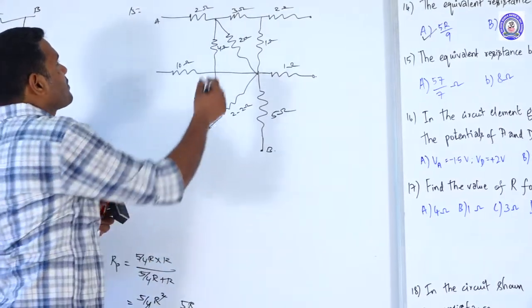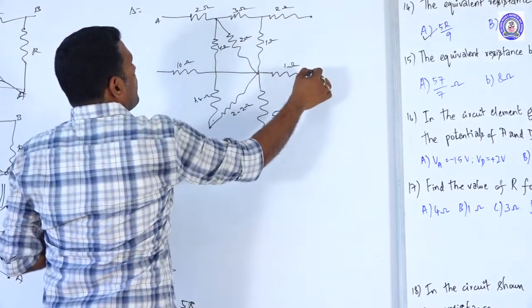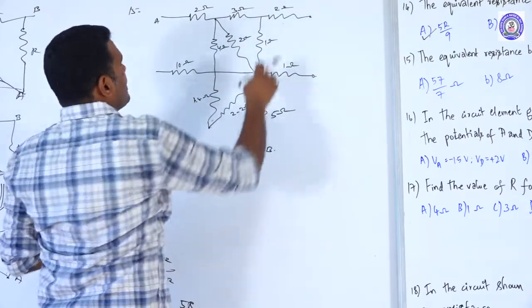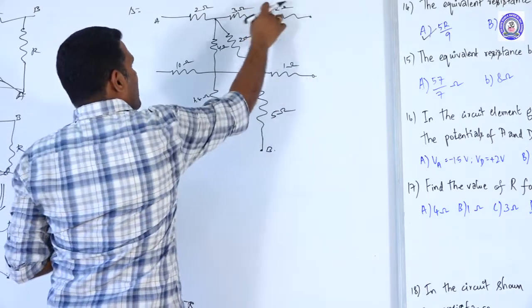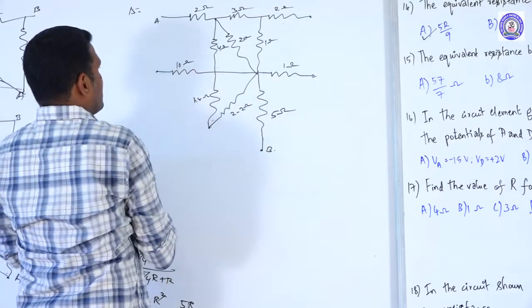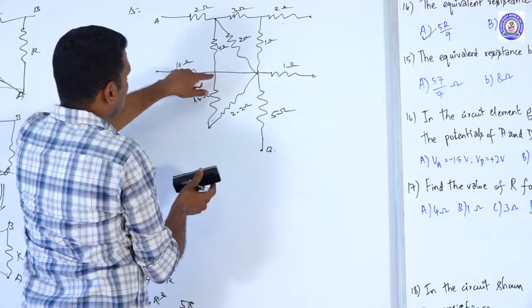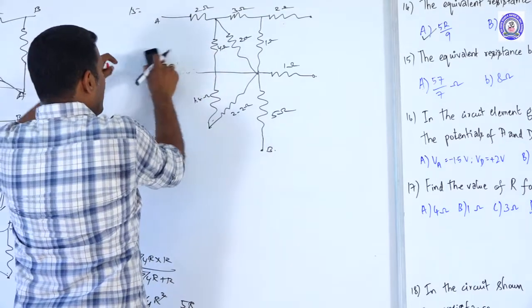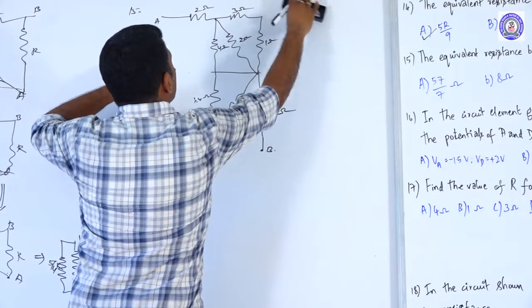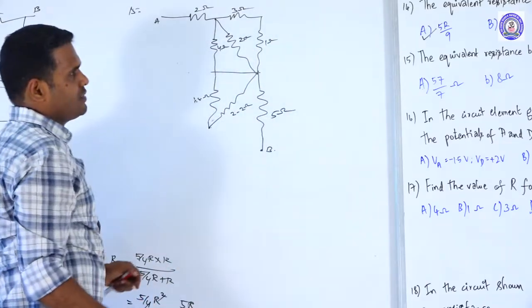The thing is that these ends are open, so these paths are redundant, which means these resistances are excess. No current will flow through these paths. So this one is also redundant, excess of resistance. No current will flow through this path. So I can delete this 10 ohm resistance. I can take out this 1 ohm resistance, and I can take out this 2 ohm resistance.